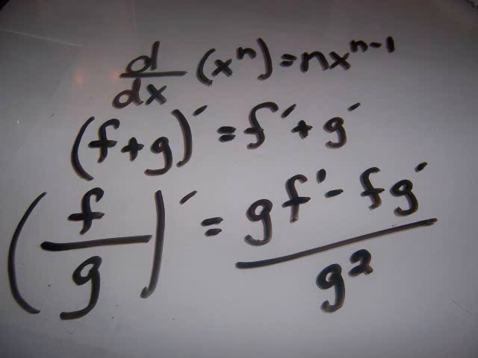This table is a continuation of differentiation formulas. The first example is the power rule. The second example is the sum rule. And the third example is the quotient rule.